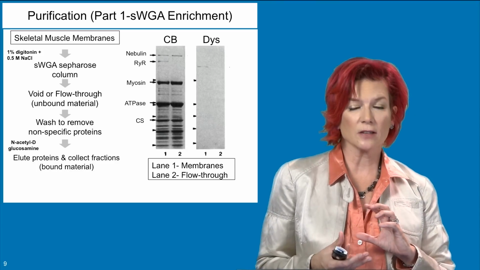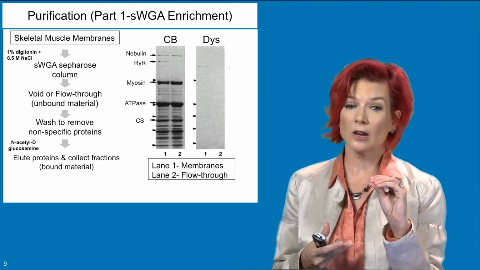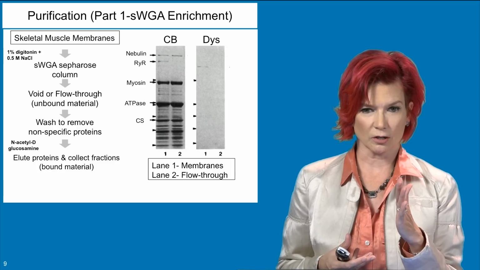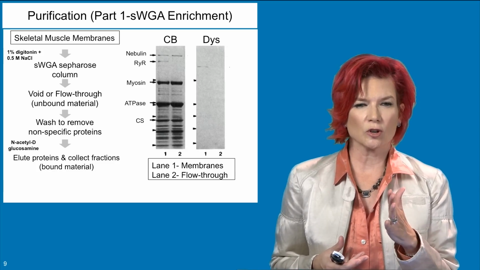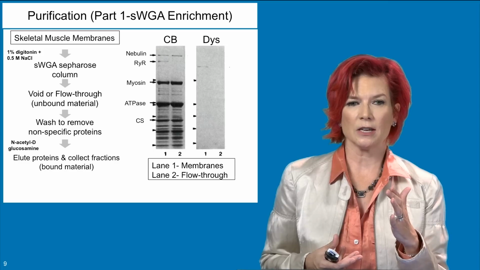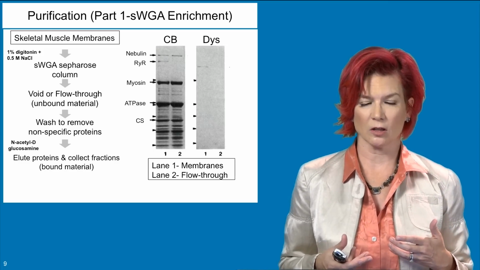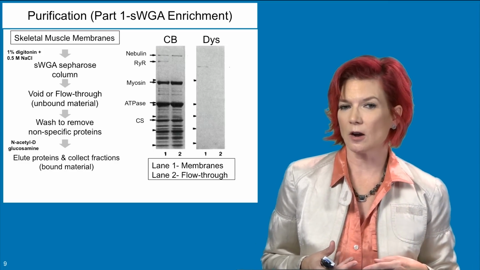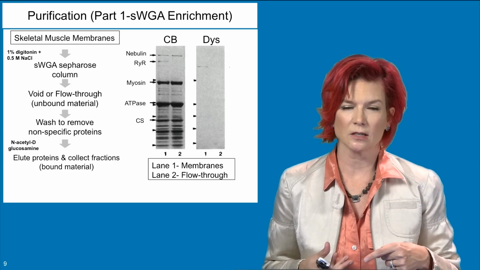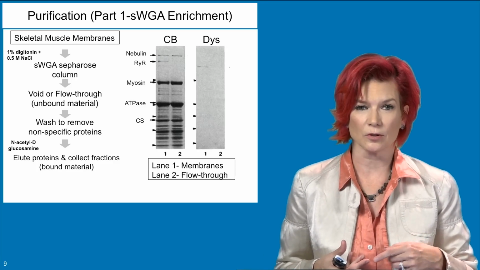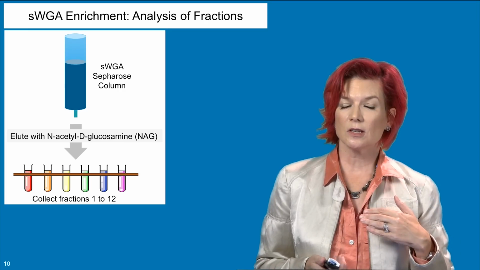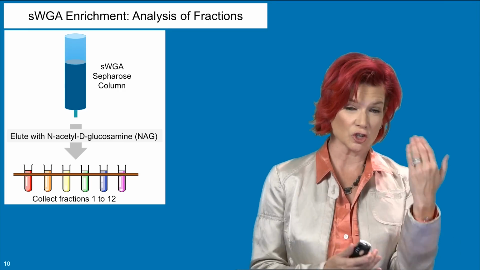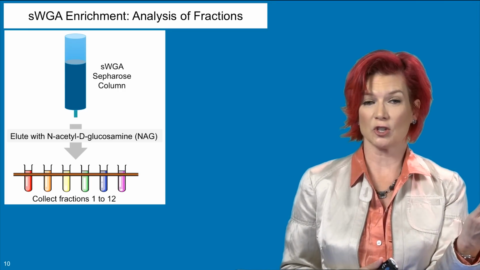And that's suggested by the fact that it's staining very weakly in the starting material, or lane 1. Now, did dystrophin stick or bind to the SWGA column? The answer is probably so, because we're not seeing it in the void or the flow-through, so probably it's stuck to the column. Here is an example of what I just showed you for an SWGA enrichment.